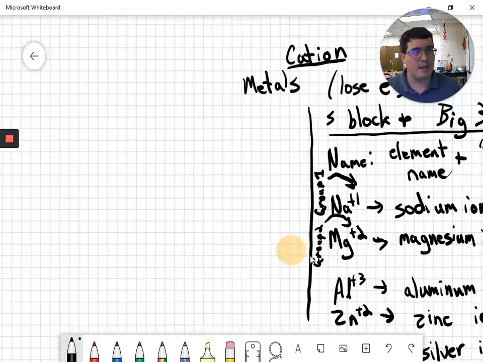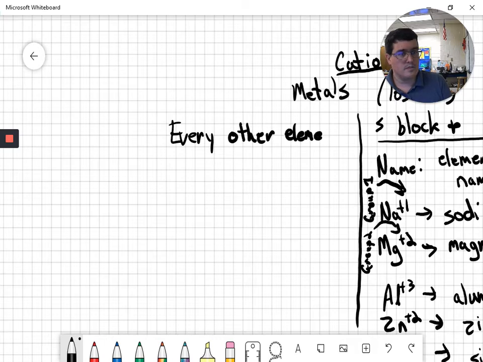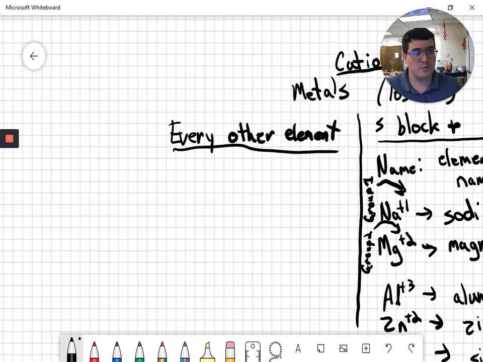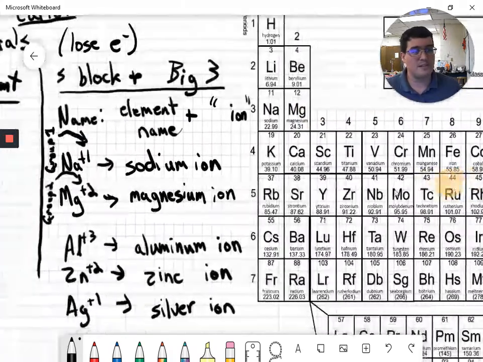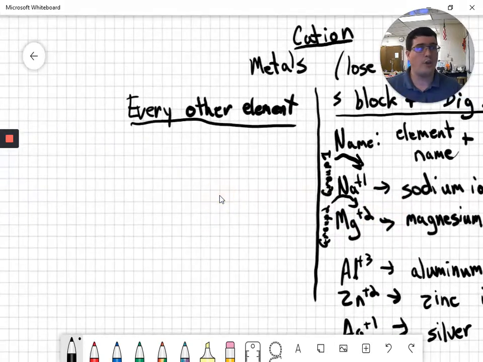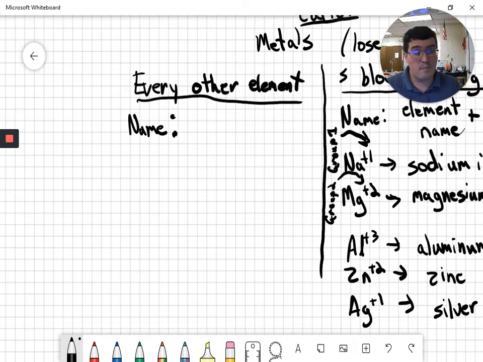Now we got to talk about every other element on the periodic table. So if we remember the S block, here we got the S block, and those three elements. The S block has 13 elements in it, and then those three elements give us 3 more. That's 16 elements. All the other 102 elements basically are going to follow this procedure in naming their cations. Because remember, sometimes you can have nonmetals behave this way. We'll talk more about that later on in the week.